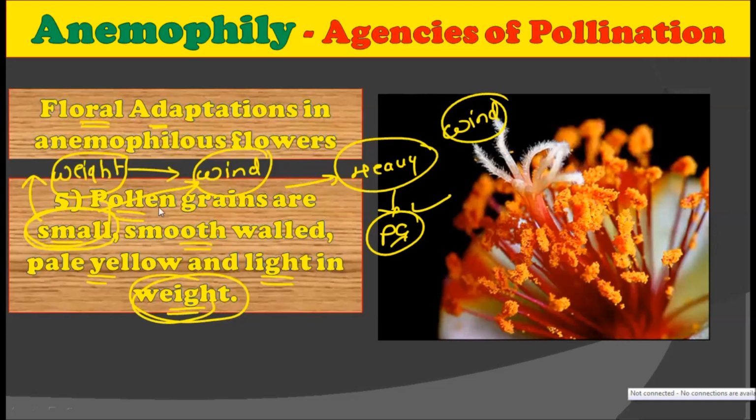Having lighter and small pollen grains adds advantage in the wind pollination. That is why the anemophilous plants show small and light in weight pollen grains. Generally, they are pale yellow in color.